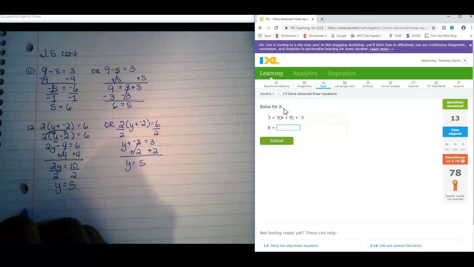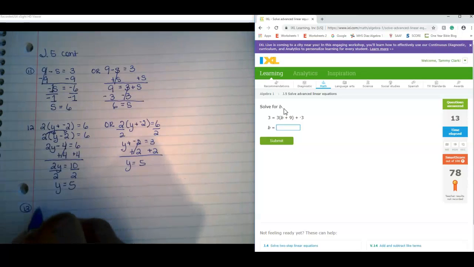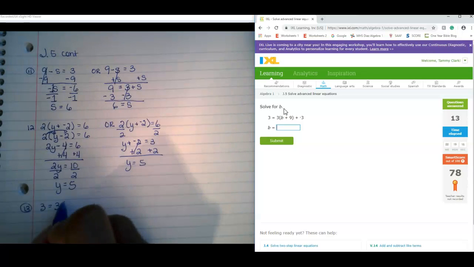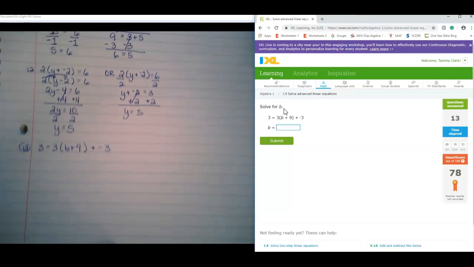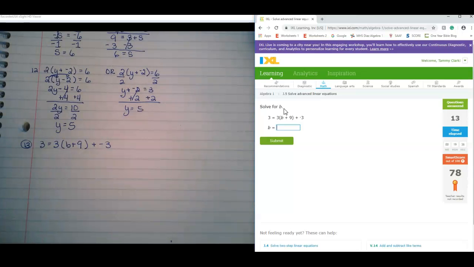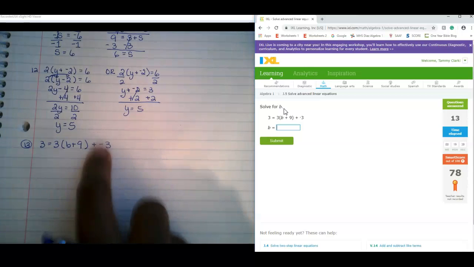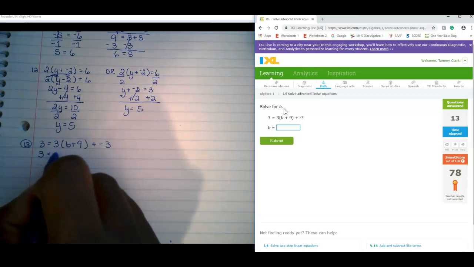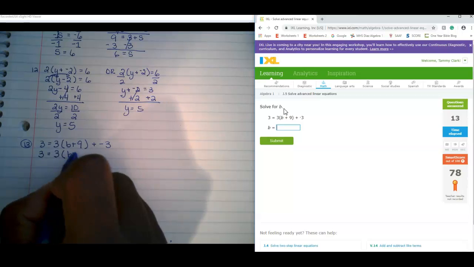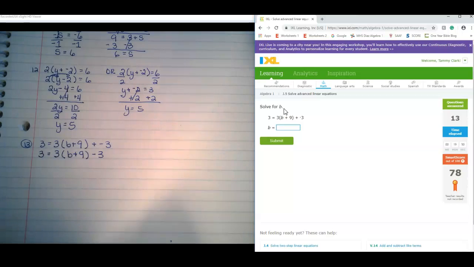And then we have number 13. This is 3 is equal to 3 multiplied by the quantity of b plus 9 plus negative 3. Oh, they're really taking it up for us. So on this one, we've got multiplication going on, and we've got adding of a negative, or subtraction. So what we're going to do first is take care of the adding and subtracting first. So I'm just going to rewrite this without all these symbols. So 3 is equal to 3 multiplied by the quantity of b plus 9 minus 3.